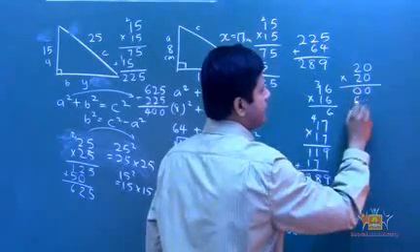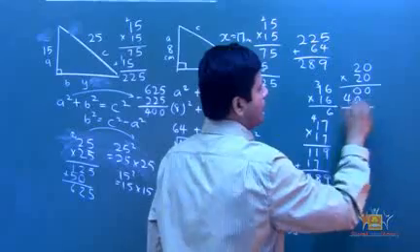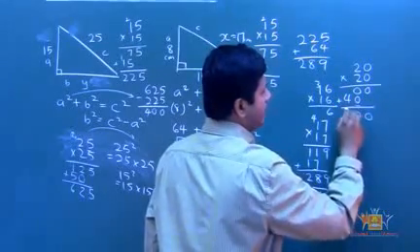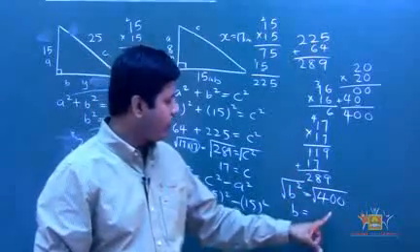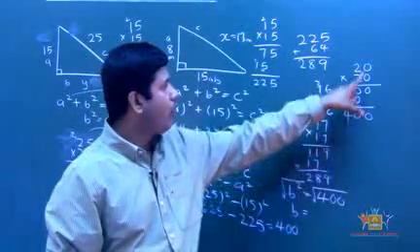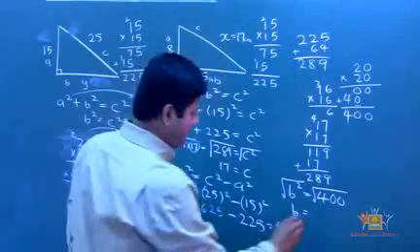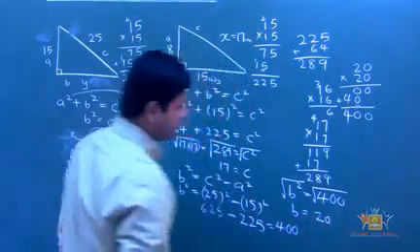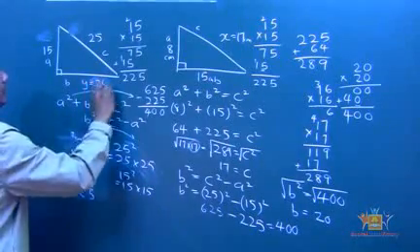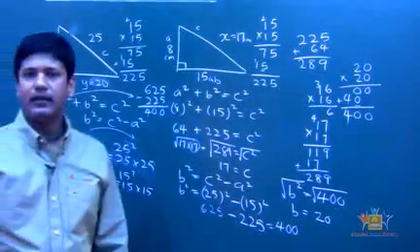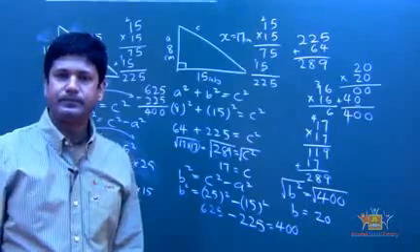2 times 0 is 0. 2 times 2 is 4. And then I'm going to add 0, 0, 4. 400 right there. That means the square root of 400 is what? 20. So b equals 20, which is y. Y is 20 right there. Pretty easy, isn't it?